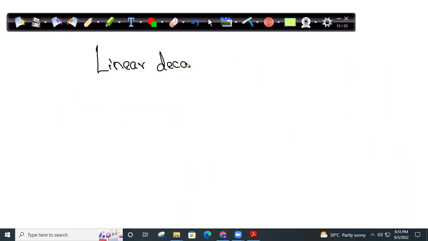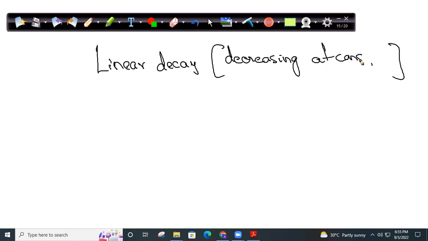I'll show you how well SAT frames the questions. Unless you know this, you will not be able to solve the questions. Linear decay is also called decreasing at a constant rate. What is the meaning of decreasing at a constant rate?